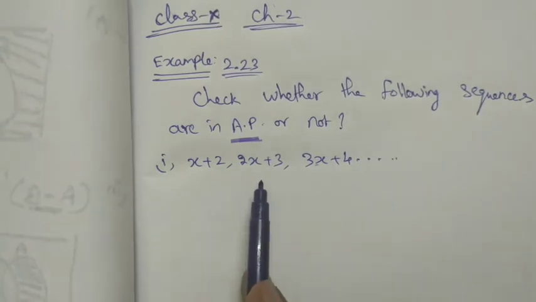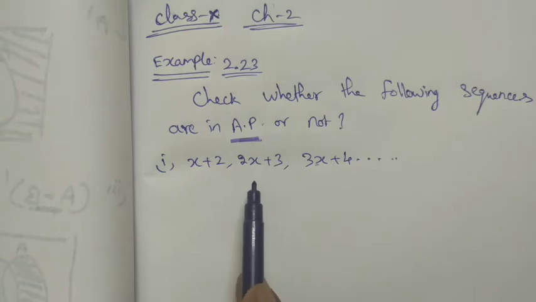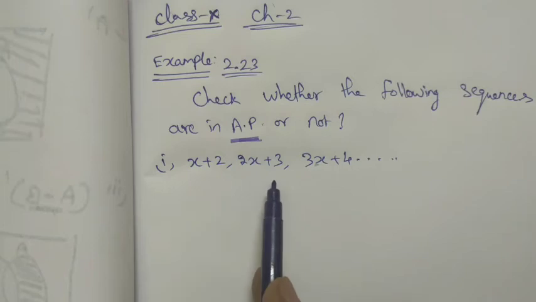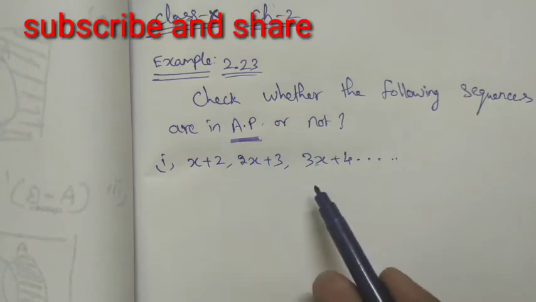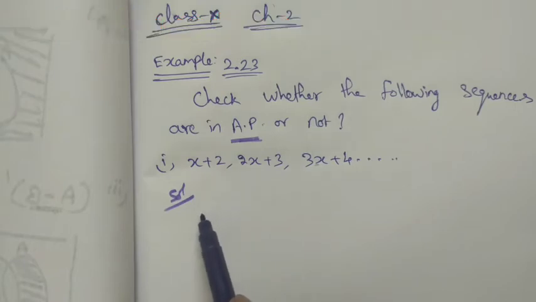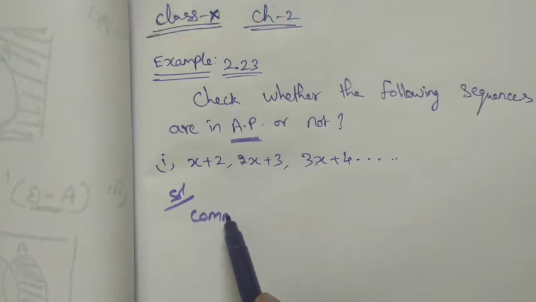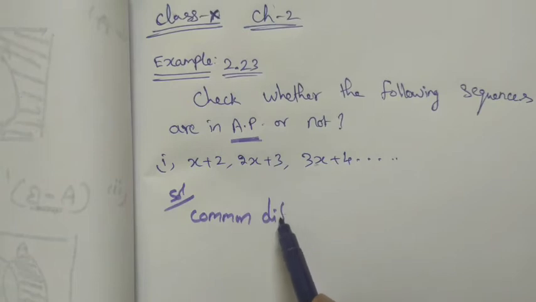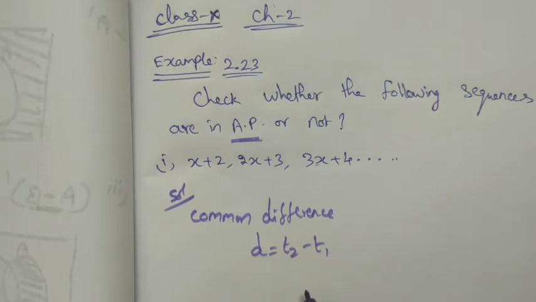In a sequence, if the common differences are equal, then we can say it is an AP. If the common differences are equal, then only it is an AP. Otherwise, it is not an AP. Let's see the solution. To find the common difference D, what is the formula? Second term minus first term, T2 minus T1, and then we have to prove that, right?